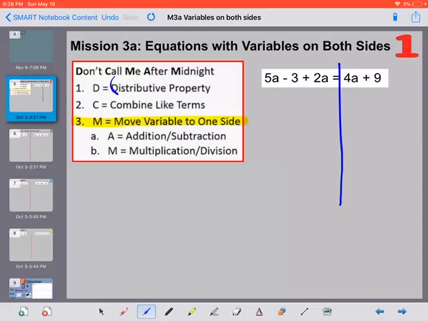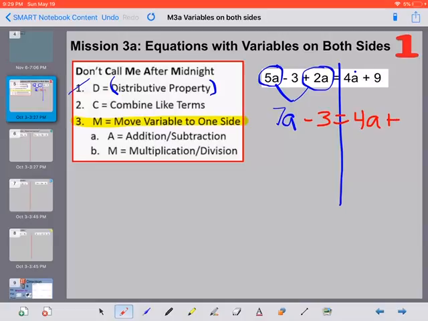First, distributing. We don't have any parentheses, so we're all done with that one. Then combine like terms. We can only combine our a's if they're on the same side of the equal sign. Remember, the symbol goes with the number after, so that negative goes with the 3. So we're going to combine these two together, but we cannot include the 4a, because it's on the other side. So if we combine these, 5a plus 2a is 7a, and then I'm going to rewrite the rest: minus 3 equals 4a plus 9.